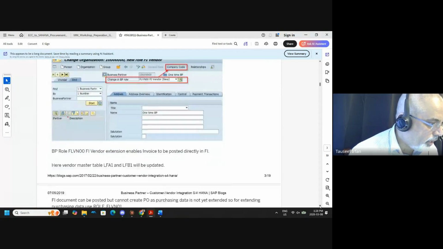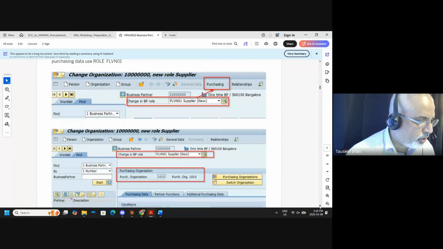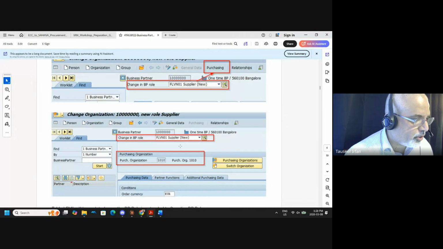Yeah, we got that. Then we have here the purchasing side of it. You see, this is the role FLVN01 supplier. There's a purchasing. Under the purchasing side, you're entering that data. Okay, it's the supplier connected to the purchasing organization. How do you know it's connected to the purchasing organization? Because you are setting up here, you are selecting the purchasing organization also for that. So this particular supplier is connected to this purchasing organization. Okay, that's how you are mapping it.